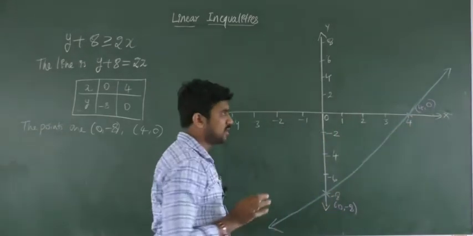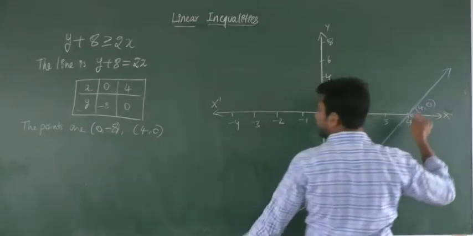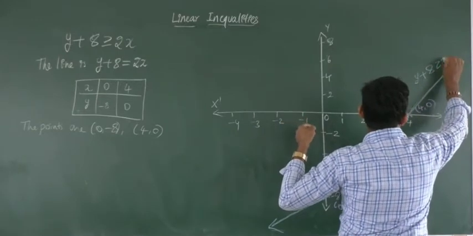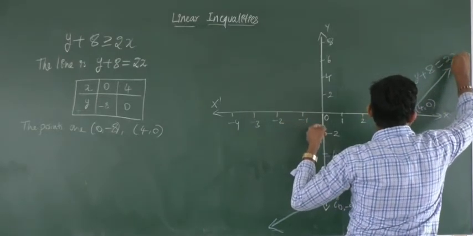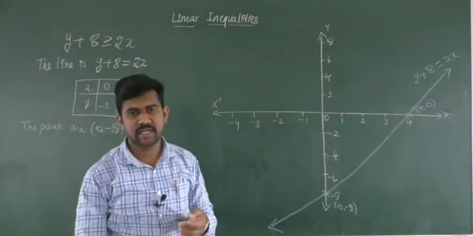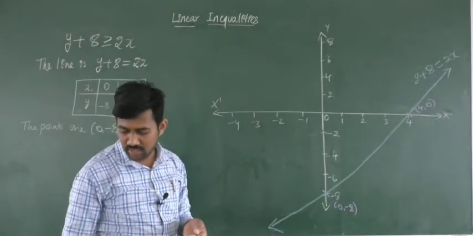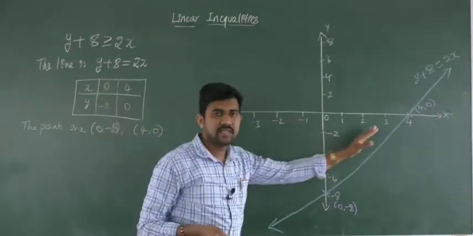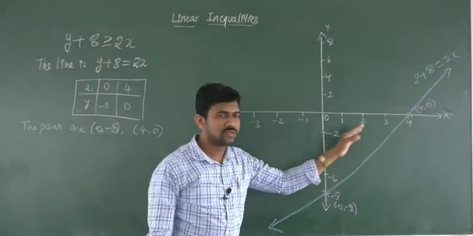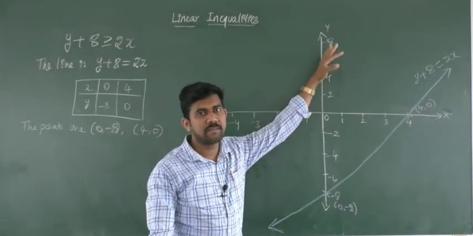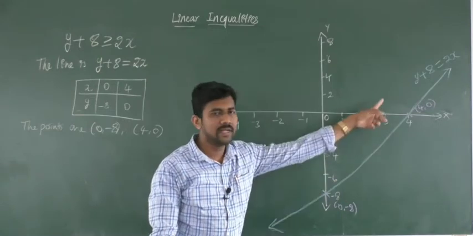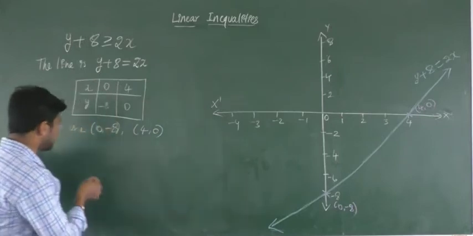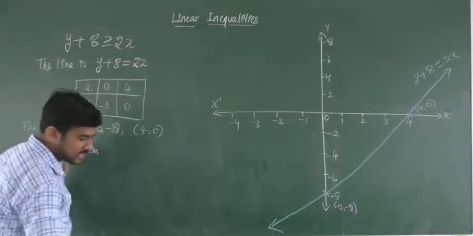Using a scale, you have to draw this and mention the equation of the line, that is y plus 8 is equal to 2x. Now see here, this is a non-vertical line. So the solution region is either the upper half plane or the lower half plane, including the line. So I'll consider again the convenient point, the origin.